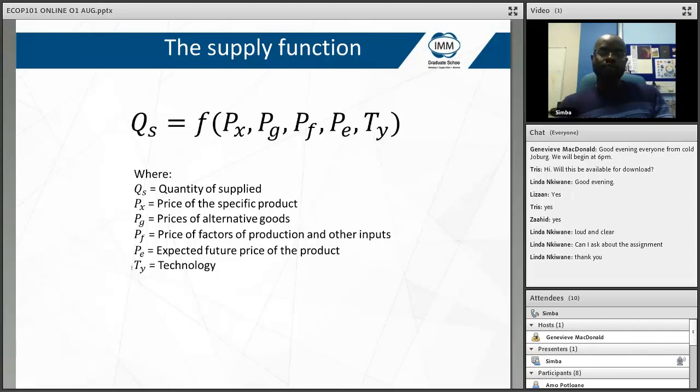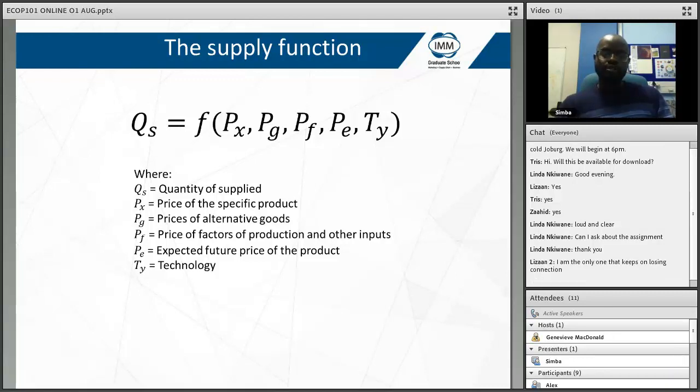Price of alternative goods, again we have substitutes and complements, but now in production. It's also important for you to note that substitutes and complements under demand are different from substitutes and complements under supply. So it is important to take note of that. Price of the factors of production and other inputs. If the price of the factors of production increases, people start demanding higher salaries and wages. If the price of machinery increases, supply is going to decrease because most firms are not going to be able to afford to continue producing, so they might eventually close. Supply decreases.